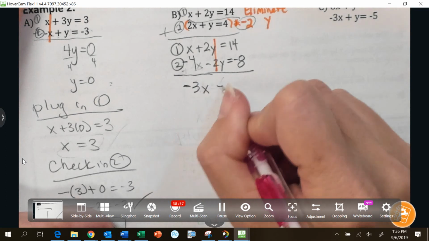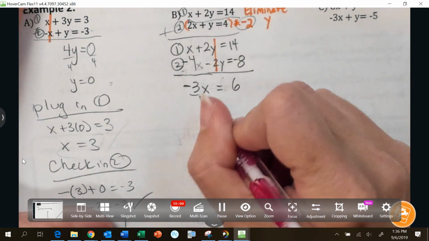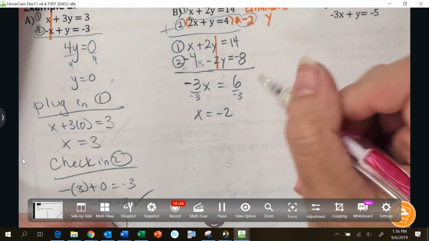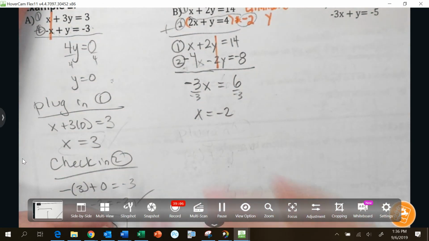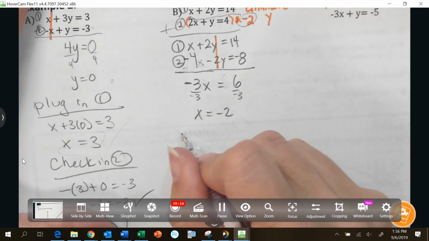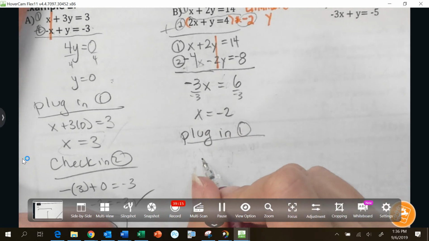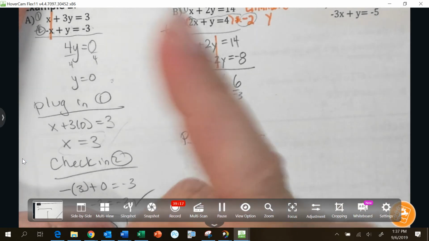Negative 3x equals 6. Divide by negative 3. X is negative 2. I totally did that on purpose, just to show you what happens when you do something wrong. Really? Yeah.